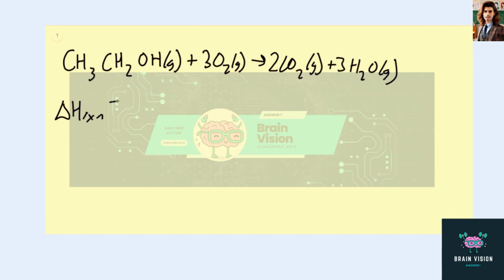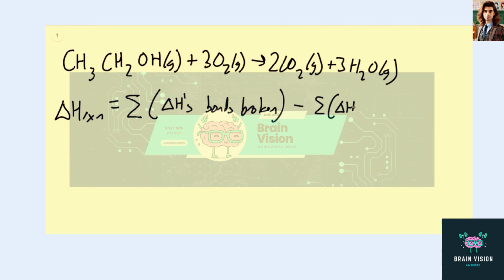And so our delta H of reaction is going to be the sum of the delta H's of bonds formed, or I'm sorry, bonds broken, minus the sum of delta H's of bonds formed. And so the way we can determine this is just add up all the broken bonds and add up all the formed bonds and then subtract one from the other.